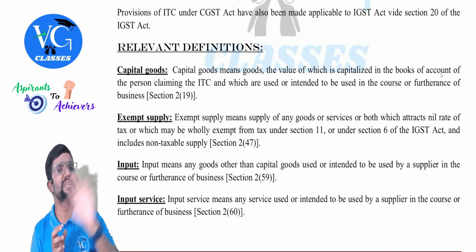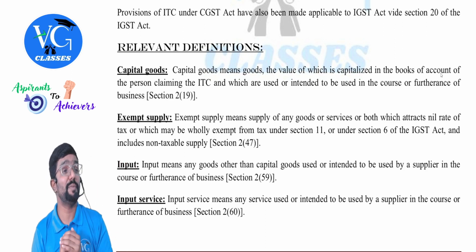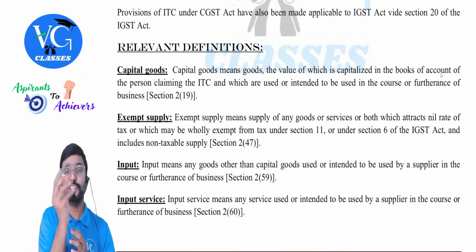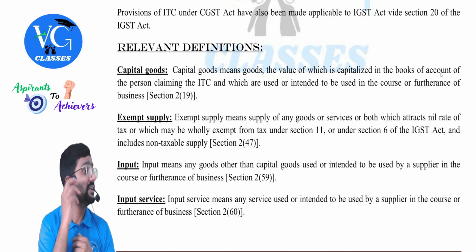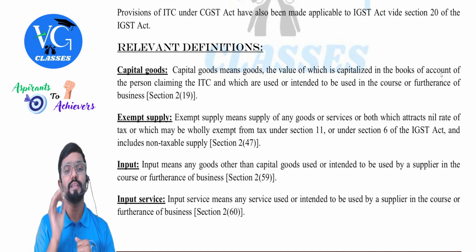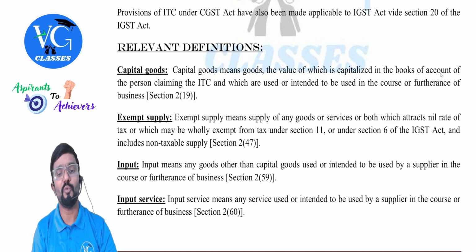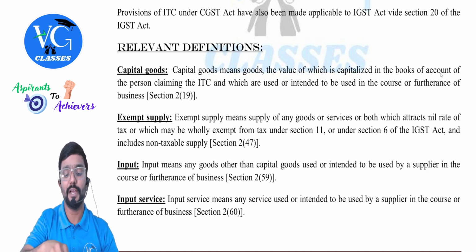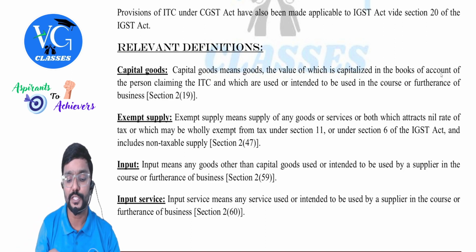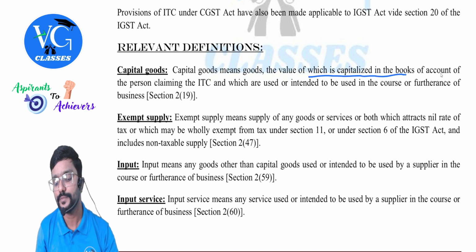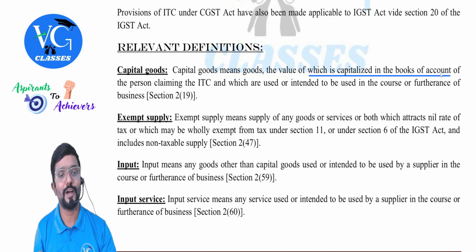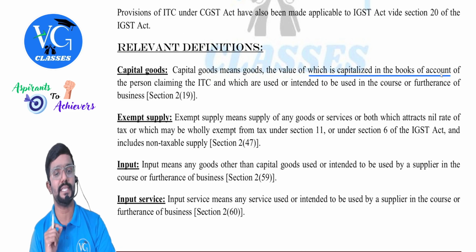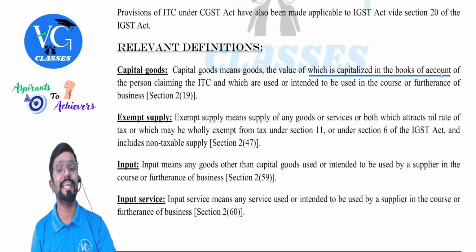But the word they are using is not fixed asset. They don't want to copy paste the accounts, so at least some different name let us give. They have given capital goods. Capital goods means goods, the value of which is capitalized. The key words are: the value of which is capitalized in the books of accounts of the person claiming the ITC, and which are used or intended to be used in the course or furtherance of business.